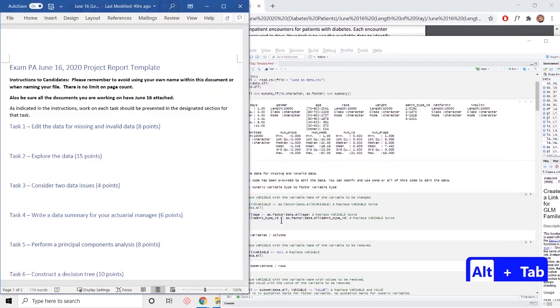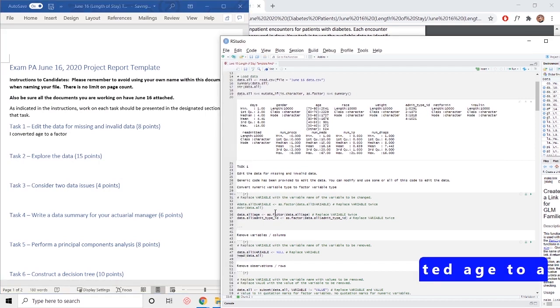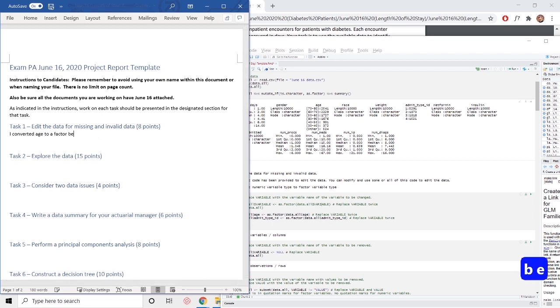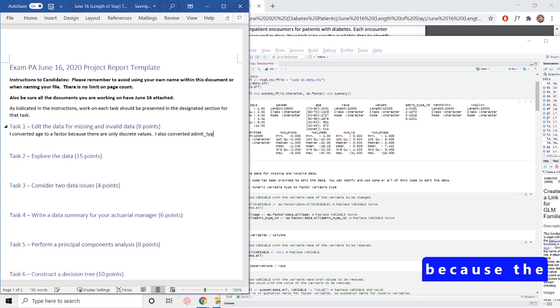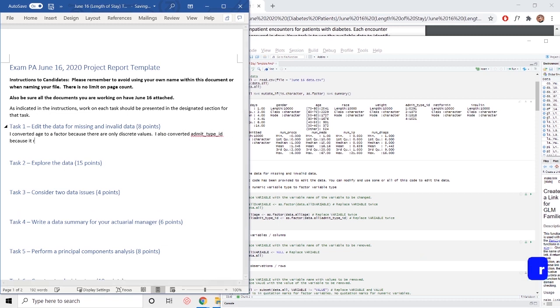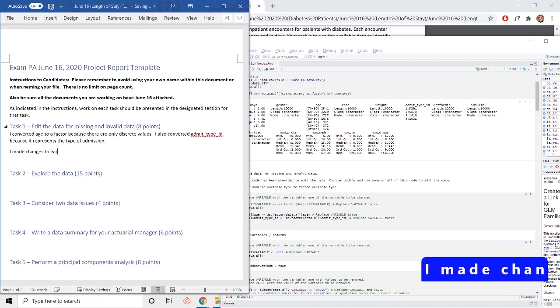Let's just go back to the template and first document what we've done. So I converted age to a factor. Actually, the age should not be a factor. Age should be, well, yes, because age is a bin, so it should be a factor. Age to a factor because there are only discrete values. I also converted admit type ID because it represents the type of admission. I made changes to each variable to fix the missing values.